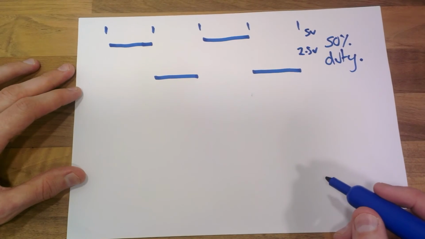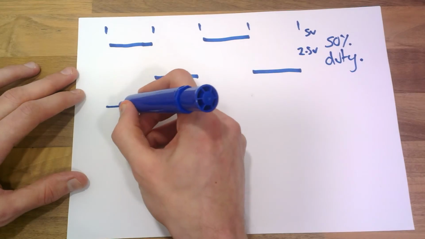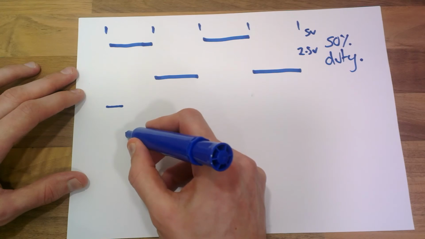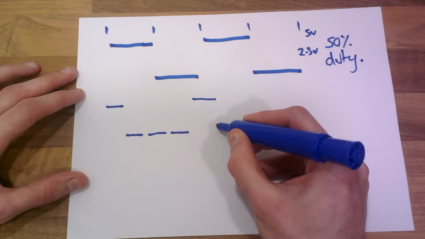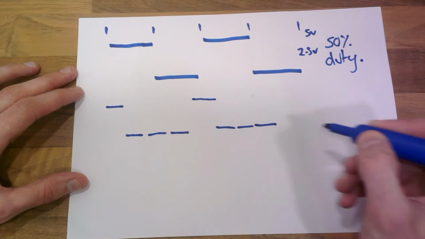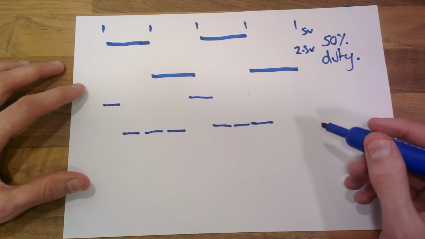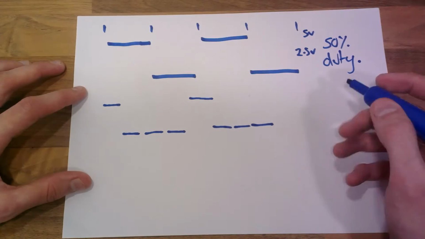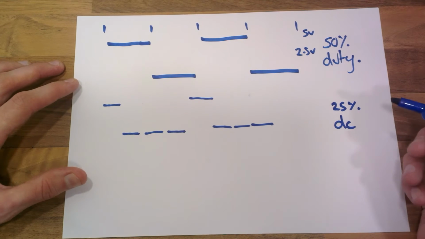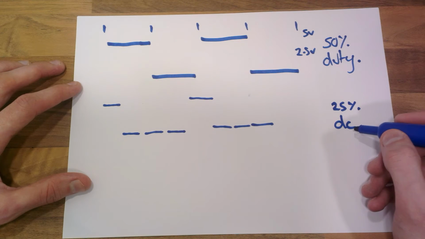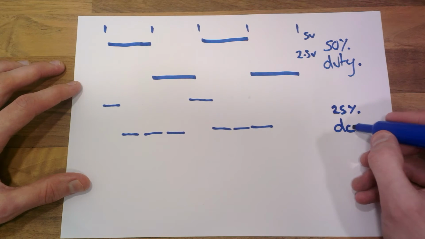So now, what if we did this? We'll do high, then low, low, low, high, low, low, low. What would happen here? Well, this is 25% duty cycle. It's on 25% of the time, so 25%. I'll call it duty cycle. In fact, DC is not a clever thing to do here for obviously direct current. It's duty cycle.